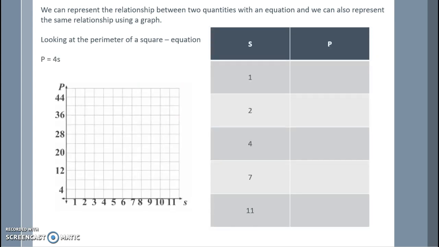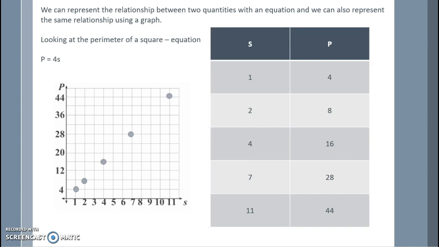Looking at the perimeter of the square here, let's fill in the blanks so that we can graph our points. If I plug in 1 for s, 4 times 1 is 4. If we plug in 2 for s, 4 times 2 is 8. We plug in 4, 4 times 4 is 16. 4 times 7 is 28. 4 times 11 is 44. We then can go ahead and fill in the points on our line.